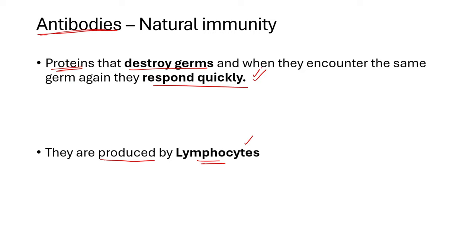So they form part of the natural immunity because you are born with it. Whenever a pathogen enters your body, an antibody will be secreted to destroy the pathogen. It will be secreted by the secondary response.